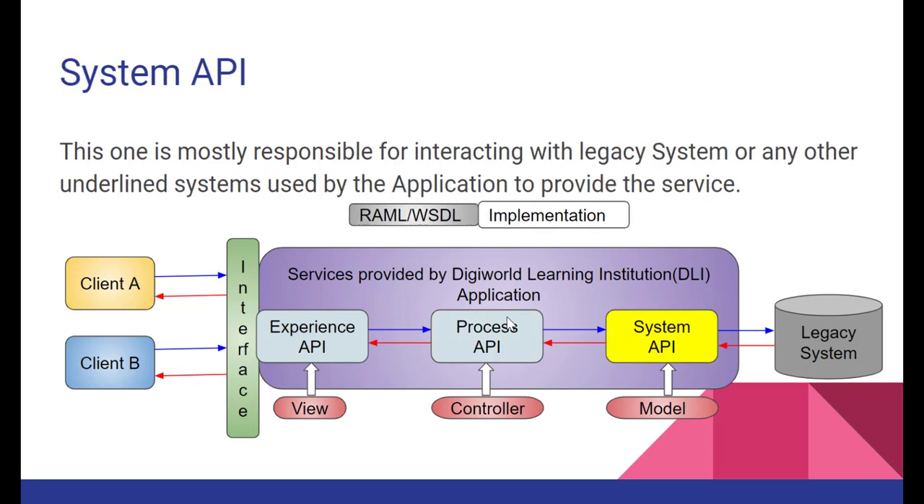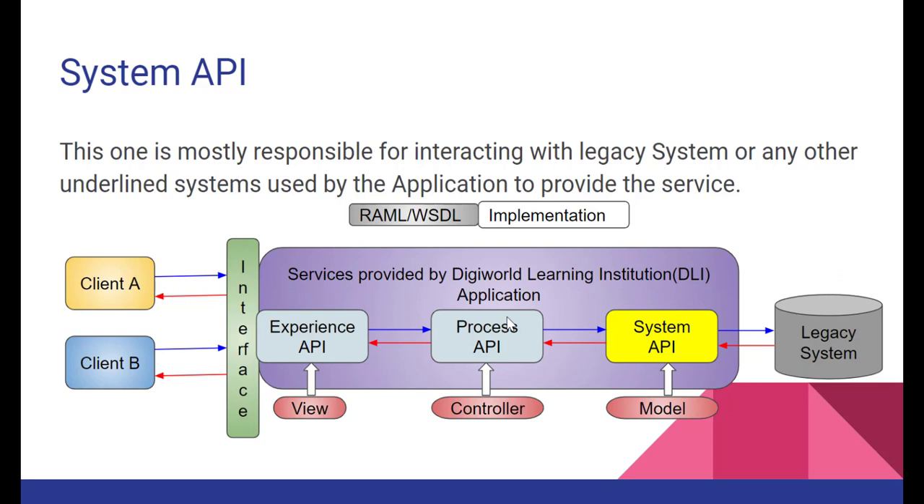So let's see what the system API is. This one is mostly responsible for interacting with legacy systems or any other underlying systems used by the application to provide the service, right? So what is the purpose of a service? Most of the time it is providing some kind of information to the requester, right?